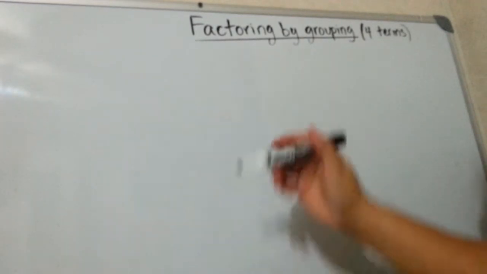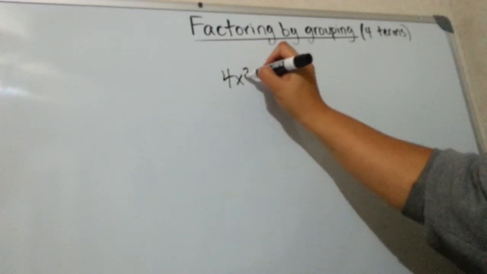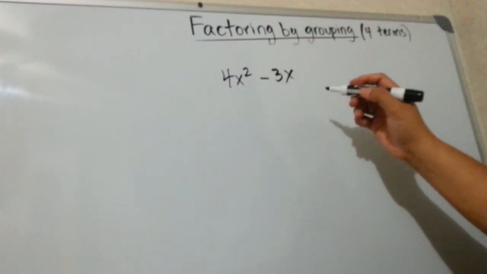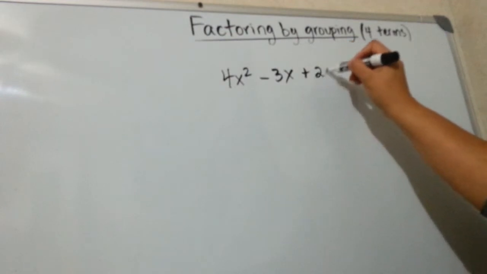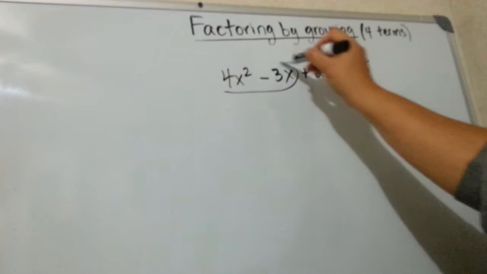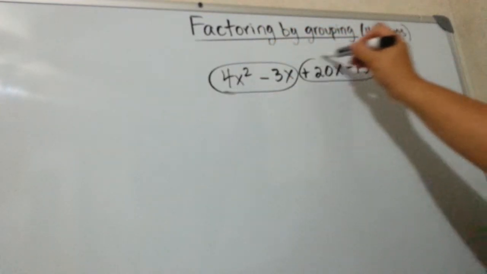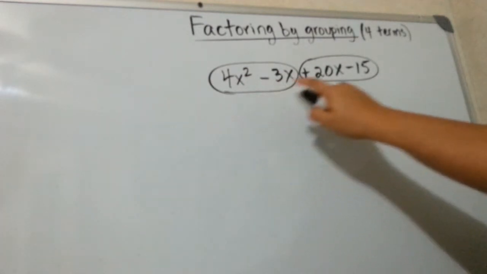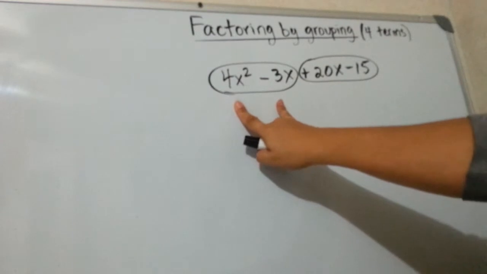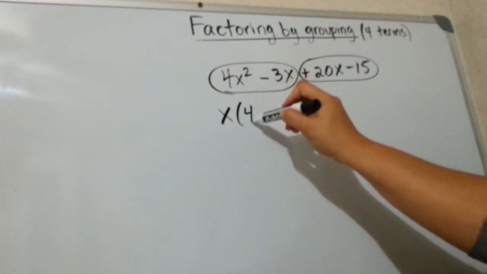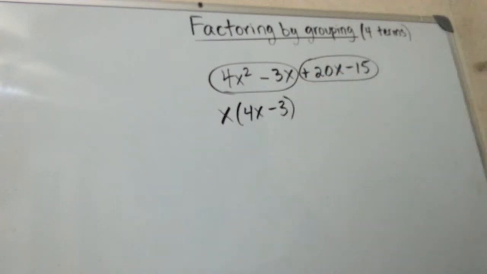Alright, let's see. We got 4x squared minus 3x plus 20x minus 15. You got 4 terms. So you're going to group these two together and do greatest common factor on each. So just focus on these two. What can we pull? We can pull an x. And we have 4x minus 3 left over.